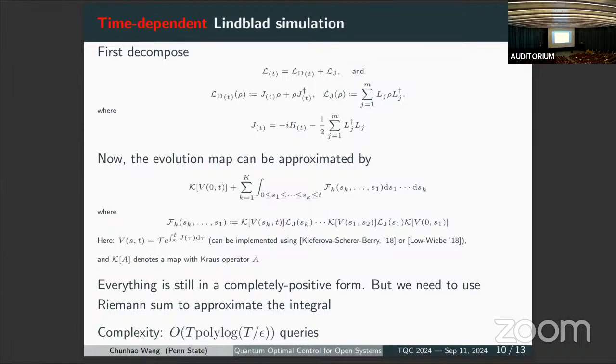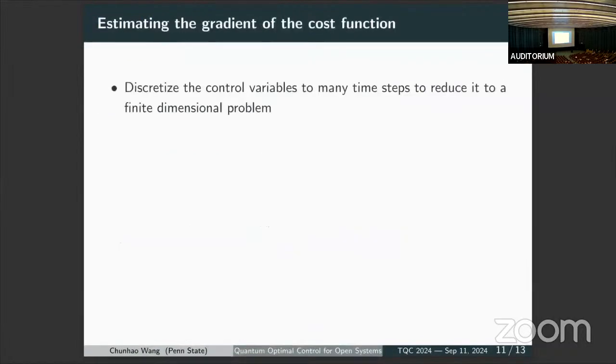Now we know how to simulate. We know how to implement the first pass, the time-dependent Lindblad simulation. Now let's get to the second pass, estimating the gradient of the cost function.